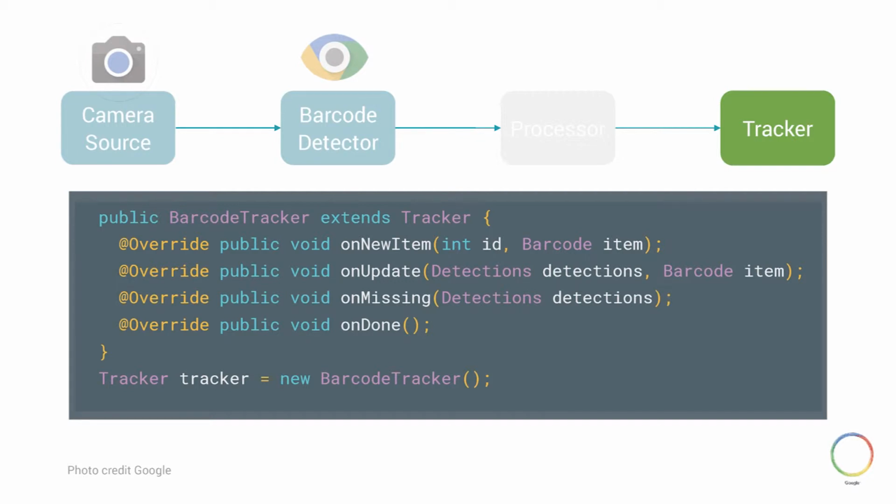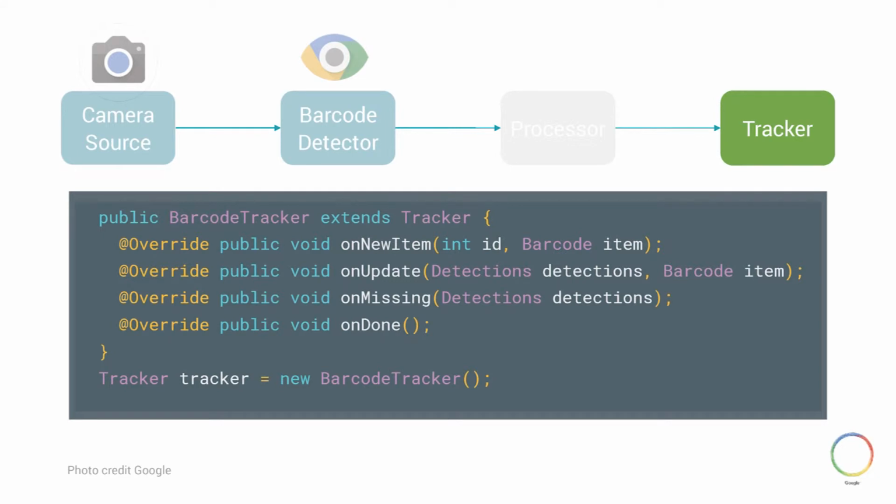So onNewItem is called only when you see a new detection item, once for the lifetime of that detection item. For example, in the video, we saw a barcode API. This is where you want to add that graphic to your view hierarchy. Next is onUpdate. onUpdate is called on almost every single camera frame to update you with the barcode information. So is it moving, changing shape, things like that.